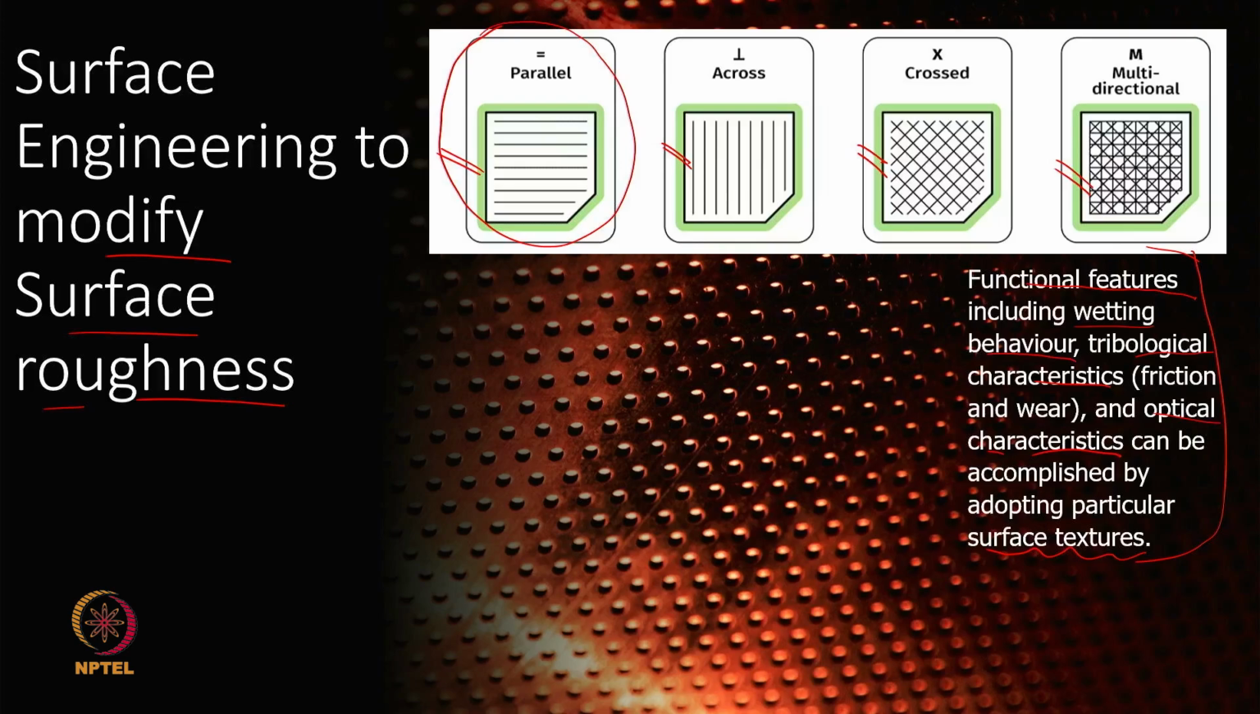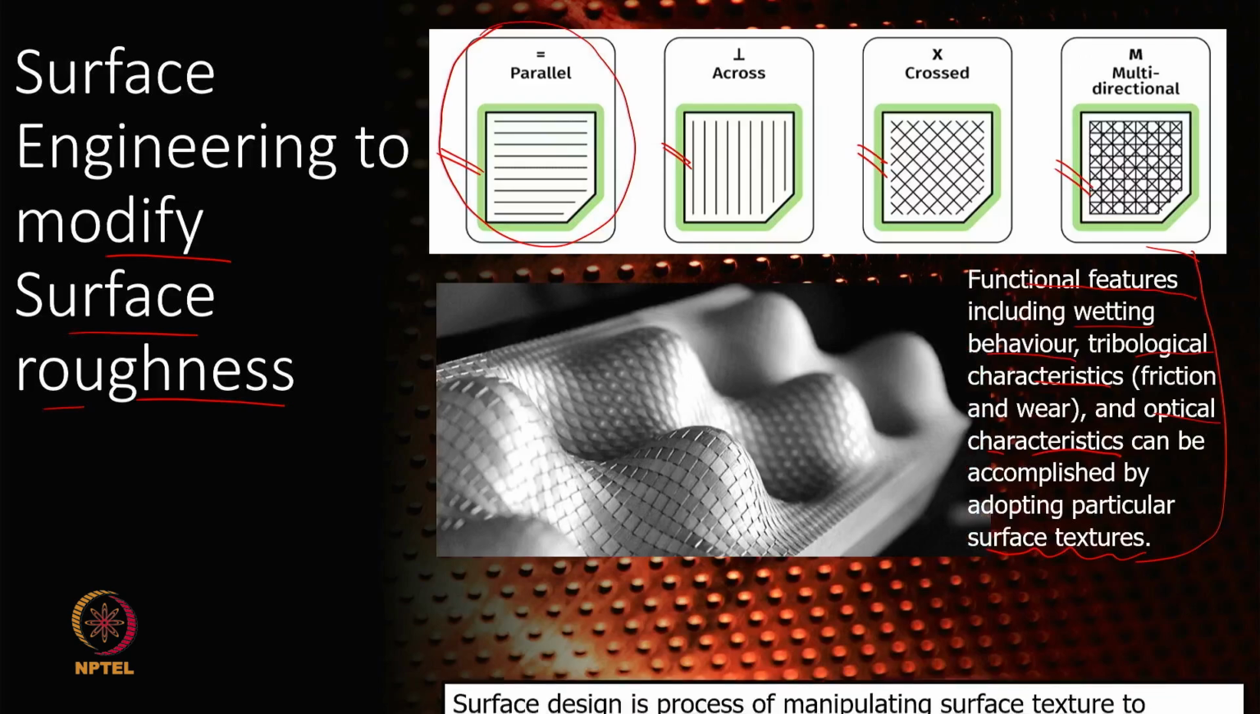So, just by moving the tool in a different manner, in a different orientation, we can get a surface which may be harmful or maybe beneficial. So, why not study in a manner that we get only benefits, not harm. That is why this topic is important.